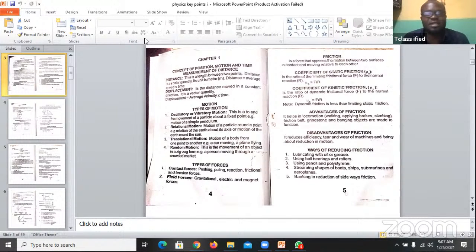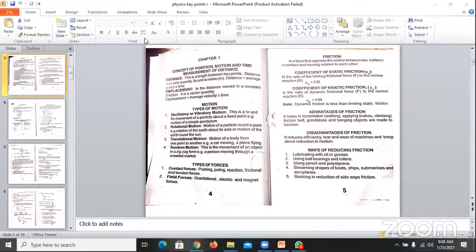Now, what are the disadvantages of friction? It reduces efficiency. That's the most important disadvantage of friction. It causes tear and wear of machine parts and brings about reduction in motion. Because of friction, if you look at things like high-speed trains, they've tried to reduce friction to the barest minimum. That's why you can have motion to its optimal level.